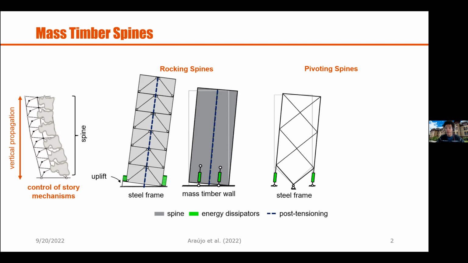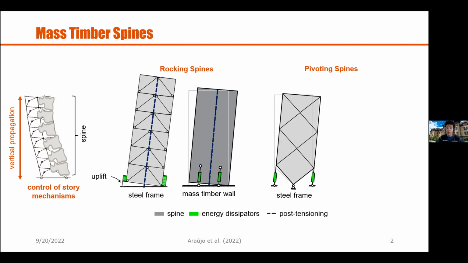And how a pivoting spine differs from a rocking spine is that the rocking spine uplifts and also impacts the foundation when it's shaking. While the pivoting spine at the base only has a pin connection that controls the uplift, and there's no impact. There's no extra damping added in the system. I'm highlighting here the spine.